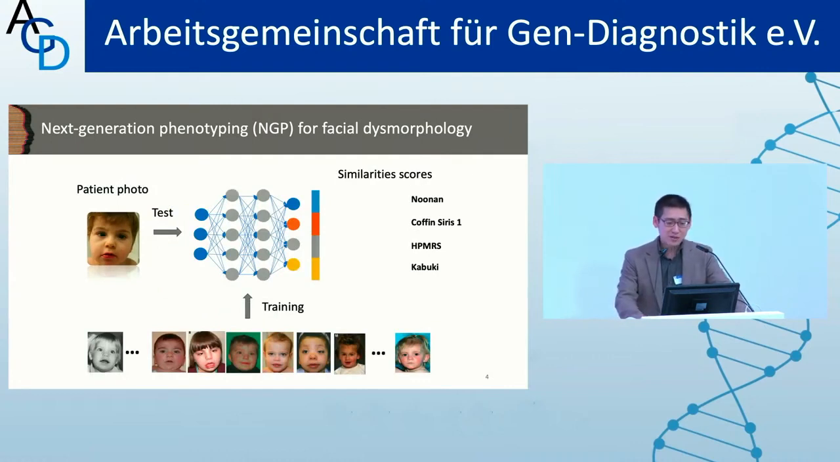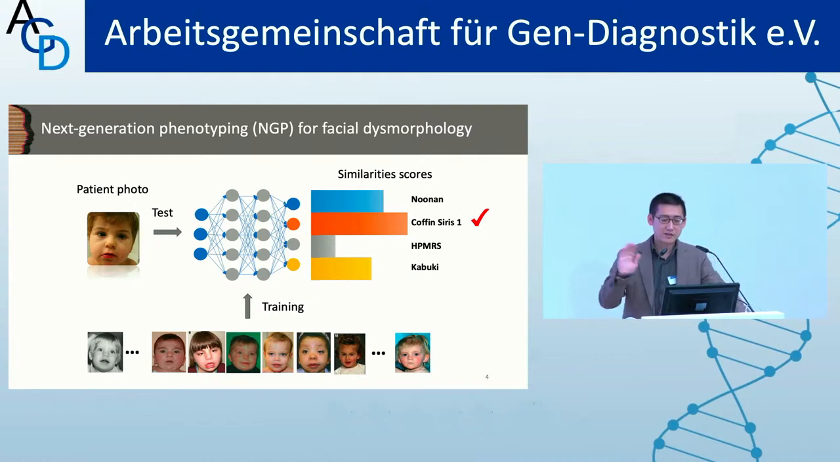For example, here we first train the deep convolutional neural network with thousands of patients' photos to learn the facial representations of the disease. And further, by analyzing these photos, we can quantify the similarity of these photos to the 4 syndromes we train in the network. In this case, the highest similarity is the Cohen syndrome. So we can further check the mutations related to Cohen syndrome to further diagnose this patient.